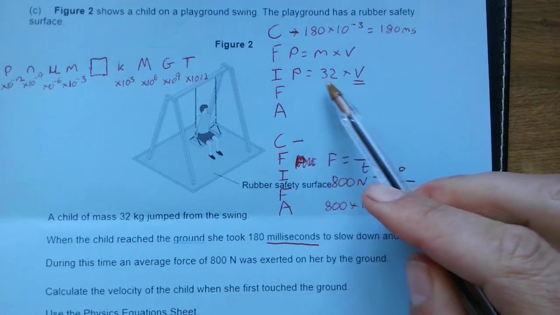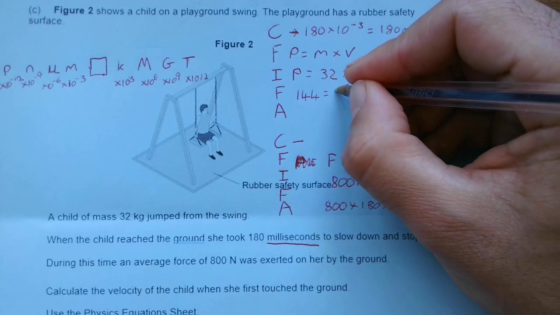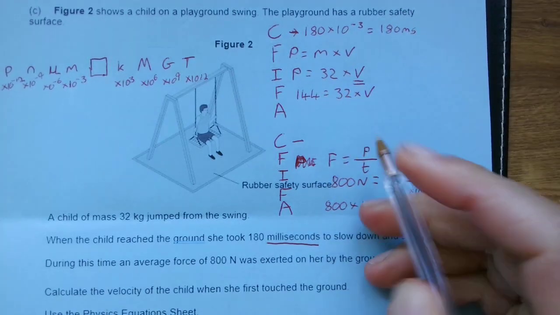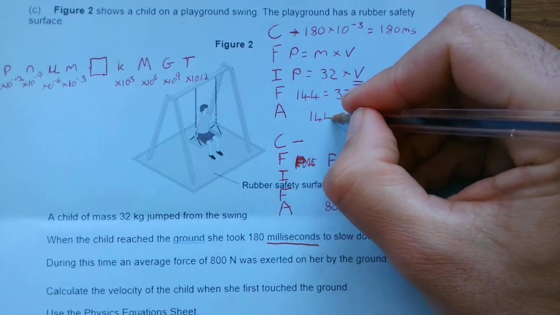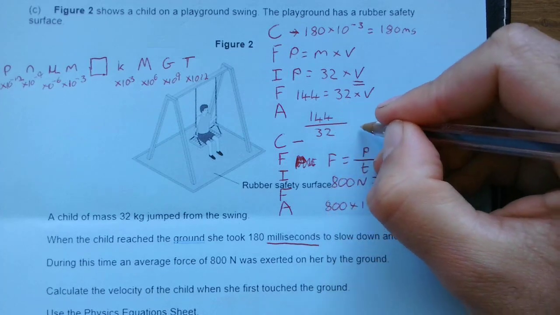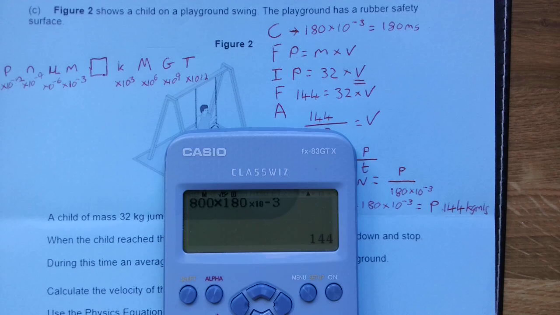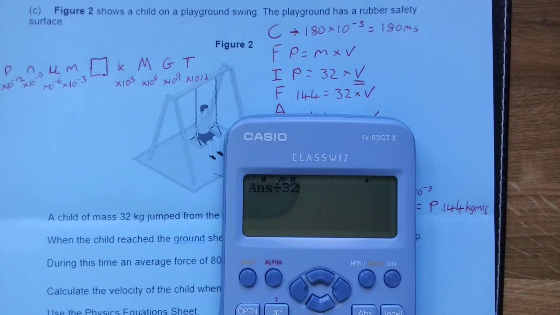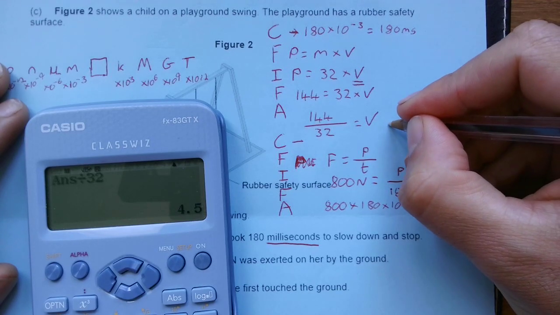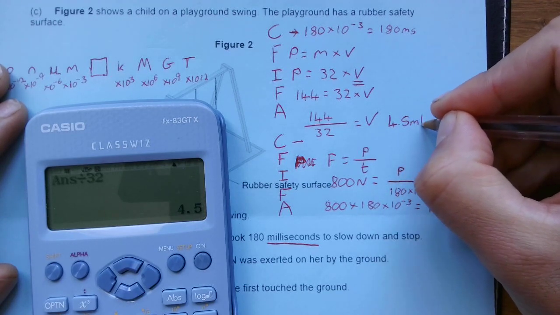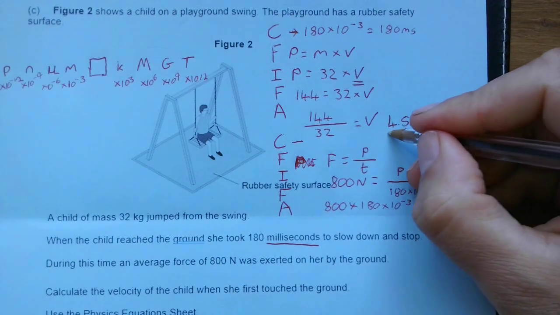And then we can put that into our equation. So we can have 144 equals 32 times by v. Then all we have to do is rearrange it for v. So it would be 144 divided by 32 gives us v. And that would be our answer. So we've already got 144. We divide that by 32 because that's our mass. That gives us 4.5 meters per second, which sounds about right. Hopefully that helps, and that is your final answer.